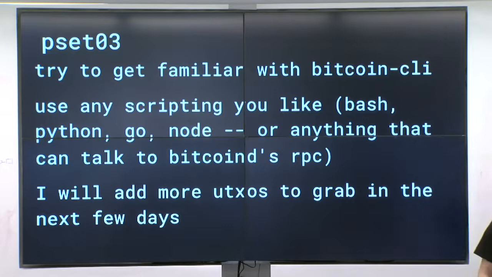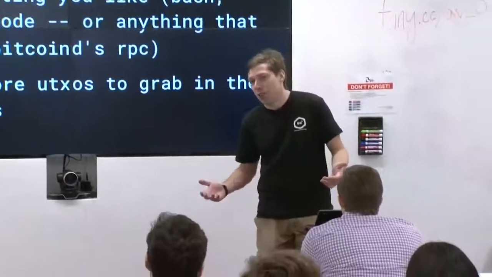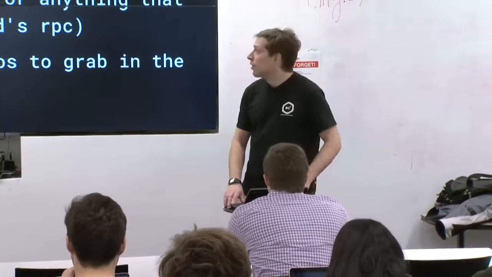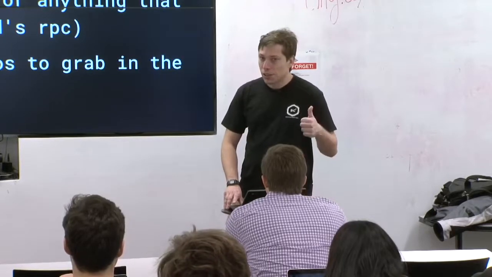That said, there is an aspect to this. The one I put in the assignment last night has 5 outputs that you can grab. One of the hints: there are only 5 outputs, so the first 5 people to grab them get the coins. So there is a little bit of timing involved. Any questions? Cool.